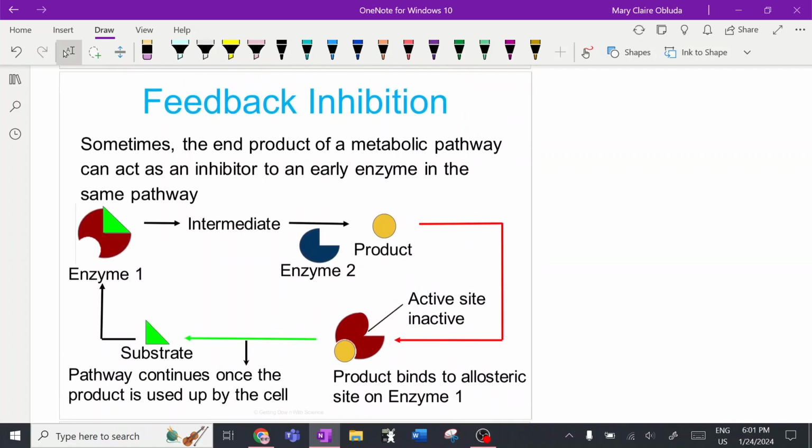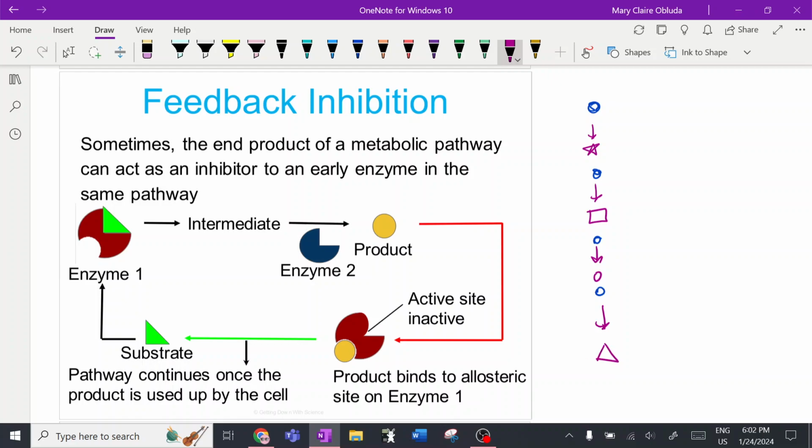Feedback inhibition. Sometimes the end product of a metabolic pathway can act as an inhibitor to an early enzyme in the same pathway. Our body has really complex metabolic pathways that take so many enzymes. Think glycolysis. There are so many enzymes that catalyze each reaction to take place. So at the very beginning of the pathway, we're going to call these all enzymes, and they're spitting out products that go to the next one, like that, and then this one spits out a triangle.